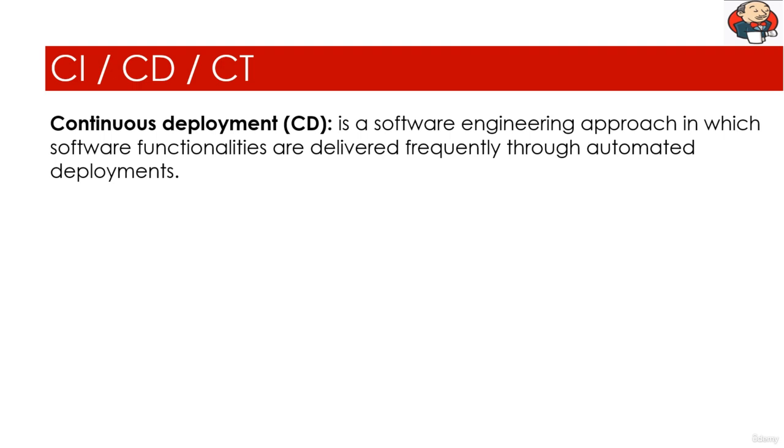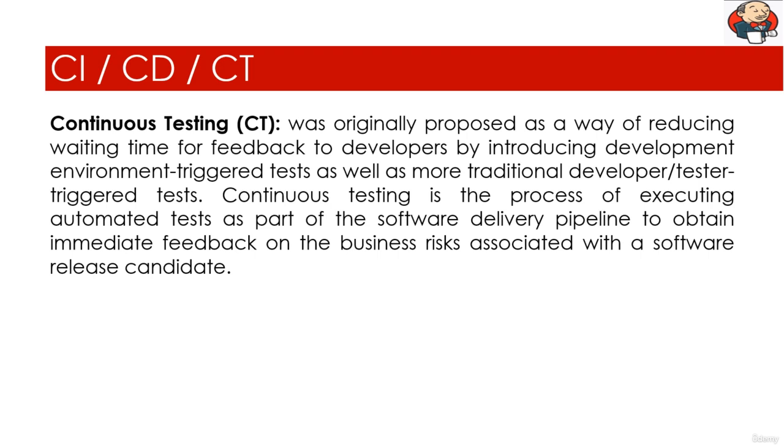And then we have CT. Continuous testing was originally proposed as a way of reducing waiting time for feedback to developers by introducing development environment triggers, tested as more traditional development tests, trigger tests, and many more. So our main goal is to start doing the development, make the development code into a build and zip, and then deploy that into at least a testing environment.